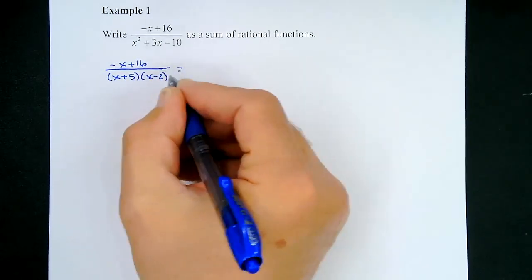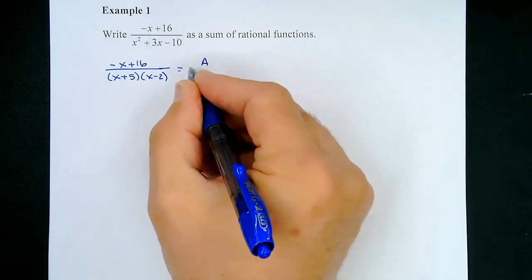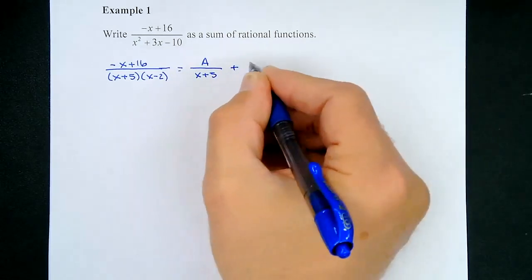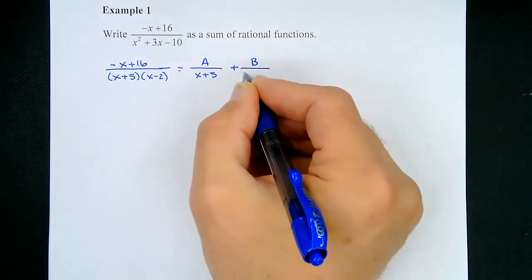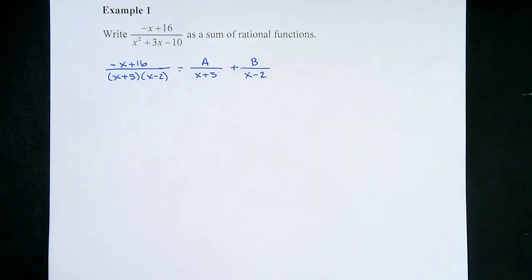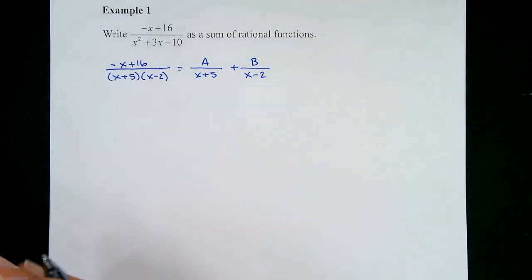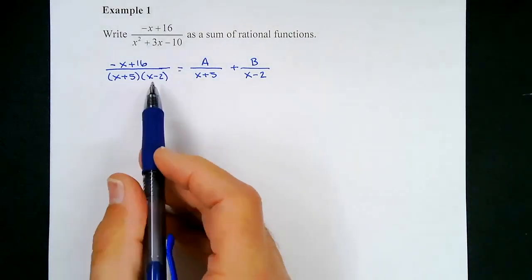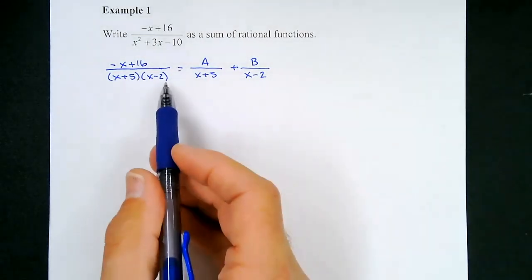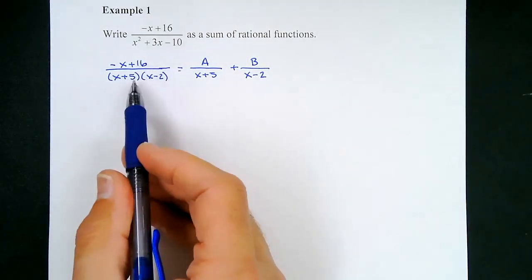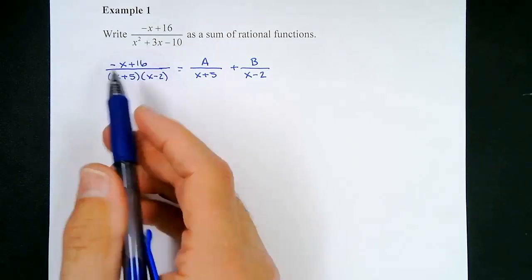Okay, so there's only single factors, so we're going to write A over x plus 5 and then plus B over x minus 2. And then what we're going to do is now mentally, or I'm going to do this mentally, all right? We want to get rid of all the denominators. We want to clear them out. So we're going to multiply by x plus 5 and x minus 2. That's going to get rid of both of these denominators, and we'll just be left with the numerator.